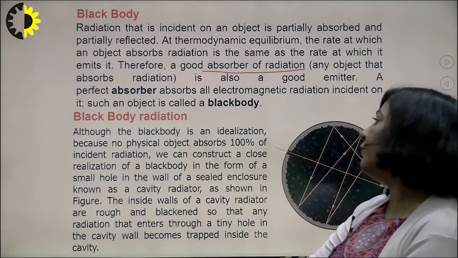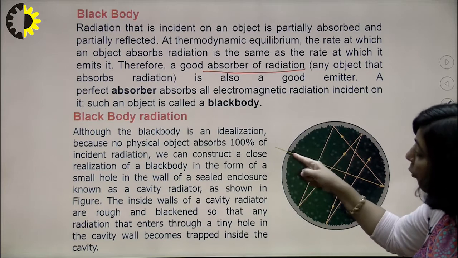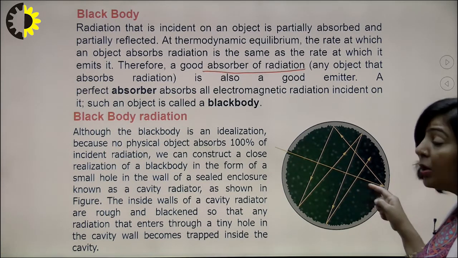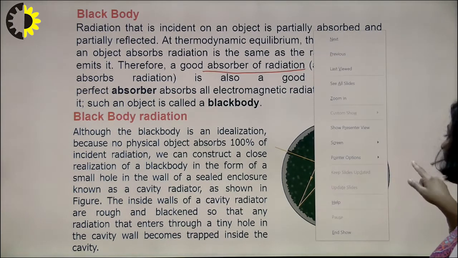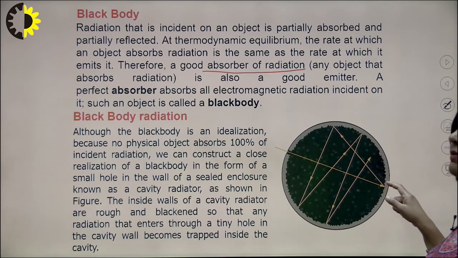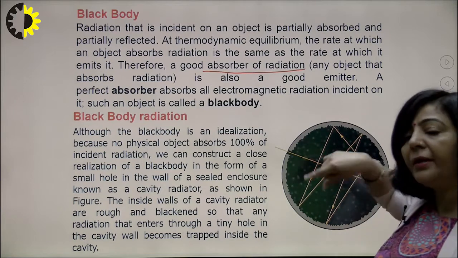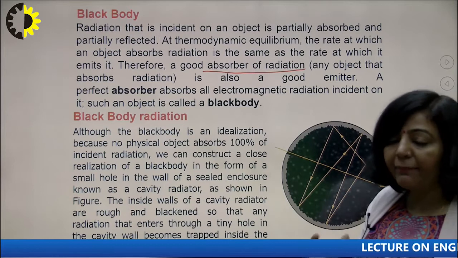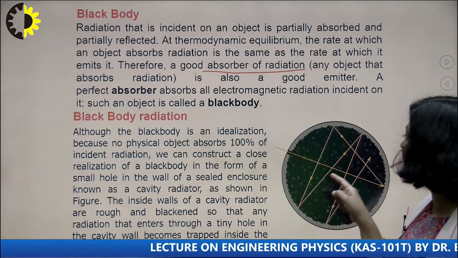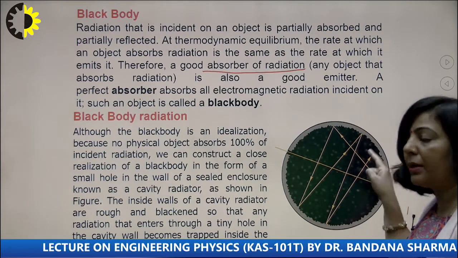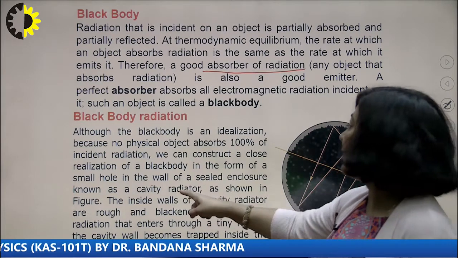We can construct a close realization of a black body in the form of a small hole in the wall of a sealed enclosure, known as a cavity radiator. So this is your cavity radiator, and this is a small opening through which the electromagnetic radiation or light will enter. Suppose this light ray strikes this particular part. At this point, some part of the light will be absorbed and some will be reflected. It will strike another part of the inner surface of the cavity radiator, which is black, meaning it absorbs radiation. Again, some part will be absorbed, some will be reflected. This absorption and reflection will go on, and a time will come when all of the incident radiation is absorbed. So you have a cavity radiator as shown in this figure.